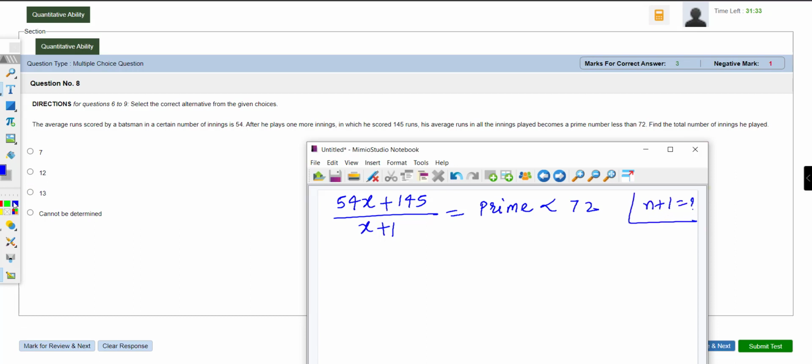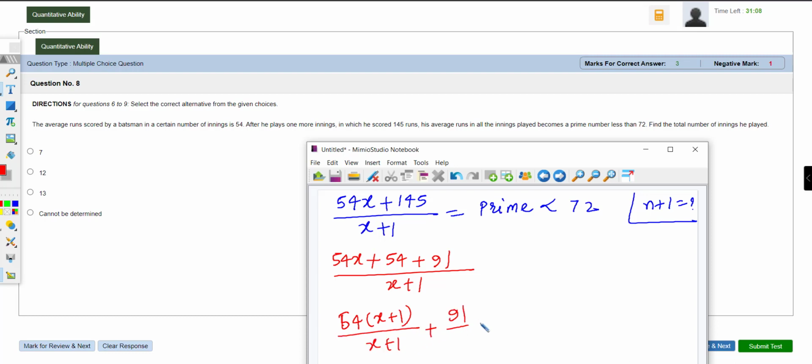One of the options is cannot be determined. Okay, so we need to guess the values. This has to be a prime number and integer. So what we'll do is 54x plus 54, plus how much is left? 91 is left, divided by x plus 1. So can we write this as 54 times x plus 1 divided by x plus 1 plus 91 divided by x plus 1? So this is an integer, this is 54. So this becomes how much?